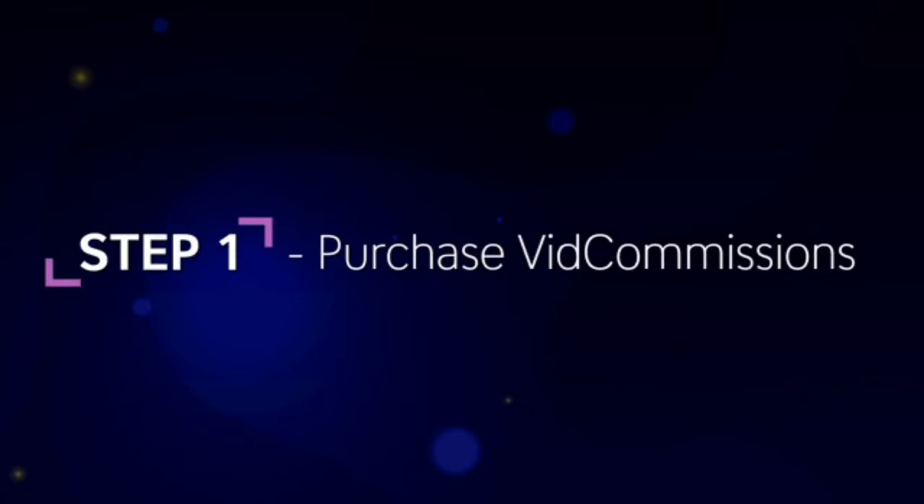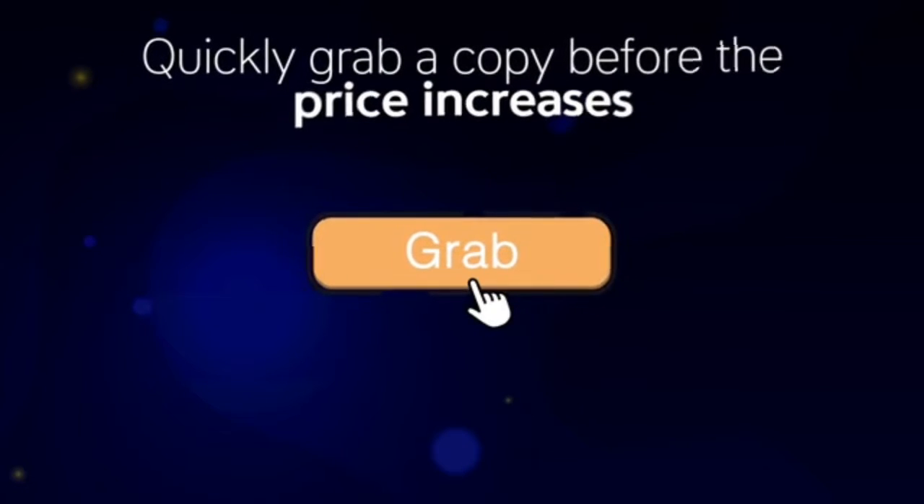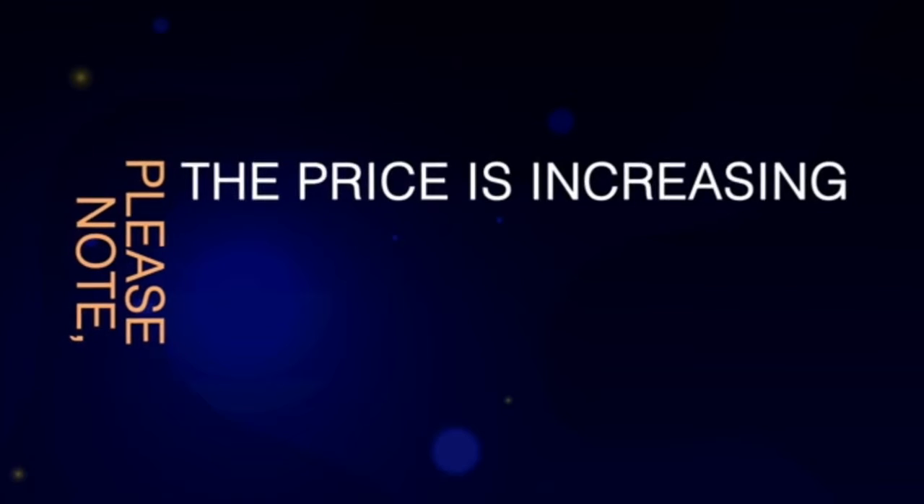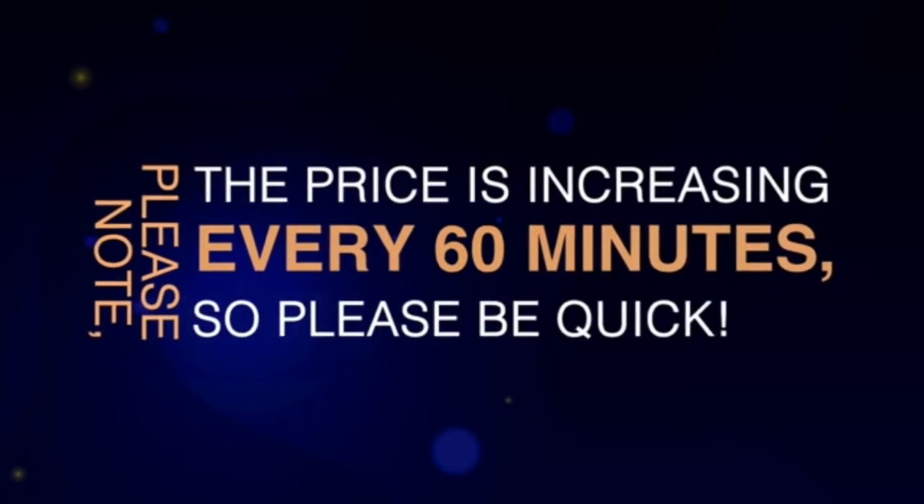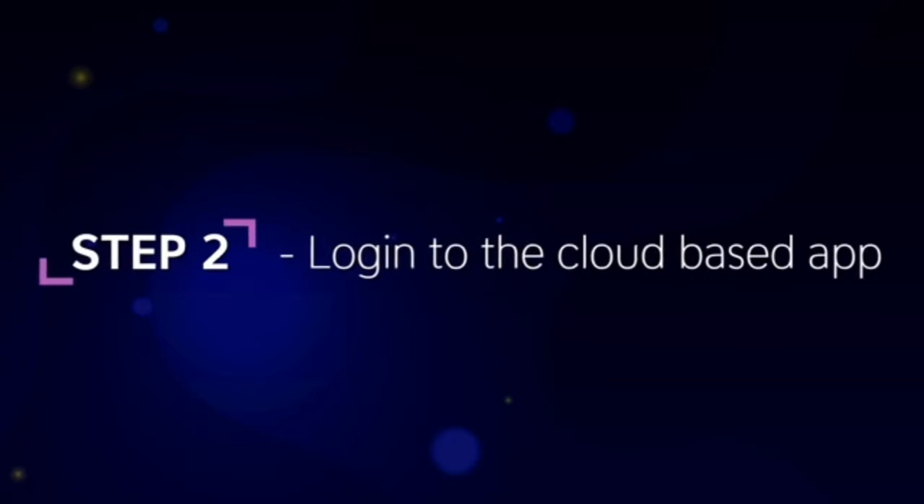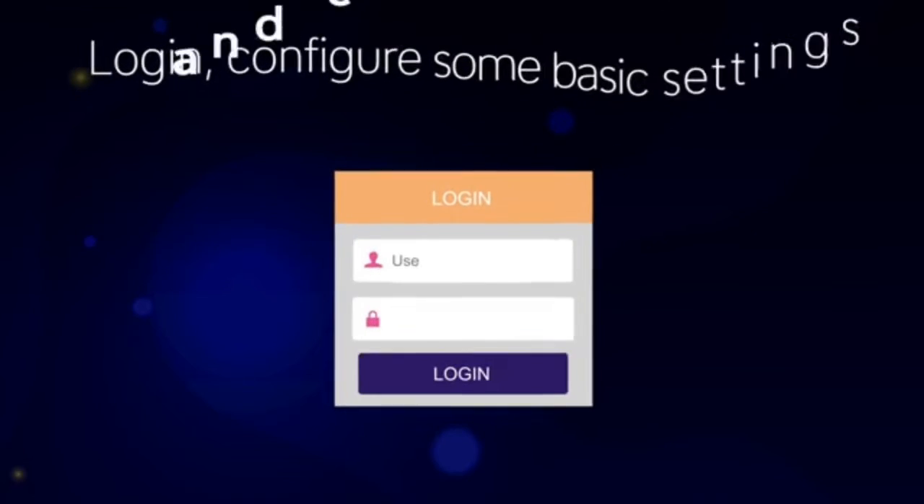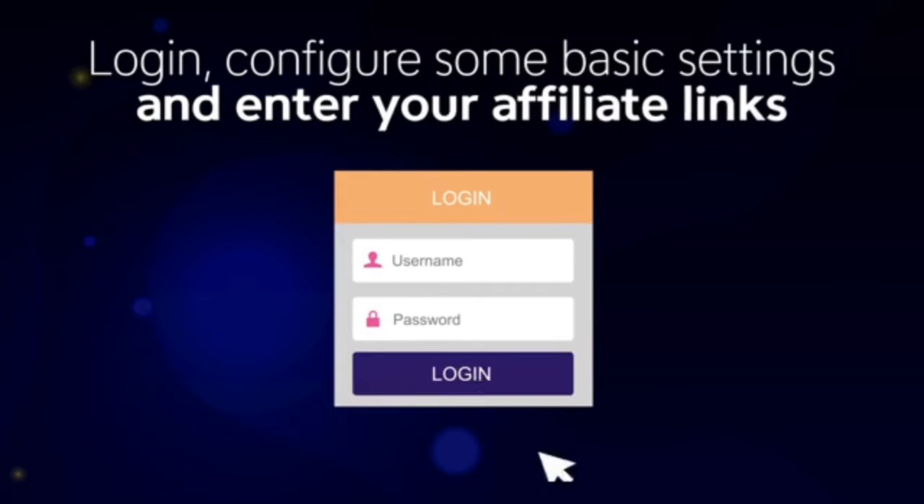Step 1, purchase VidCommissions. Quickly grab a copy before the price increases. Please note the price is increasing every 60 minutes, so please be quick. Step 2, log into the cloud-based app. Log in, configure some very basic settings, and enter your affiliate links.